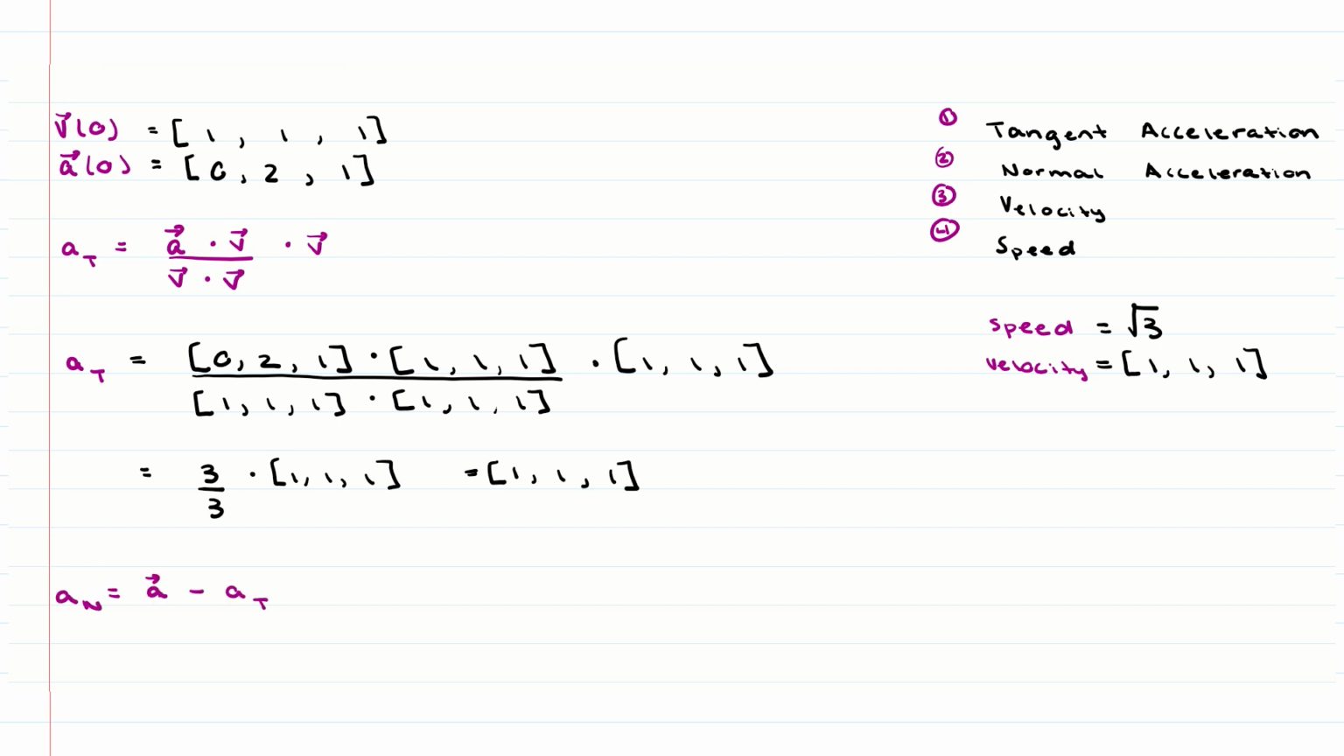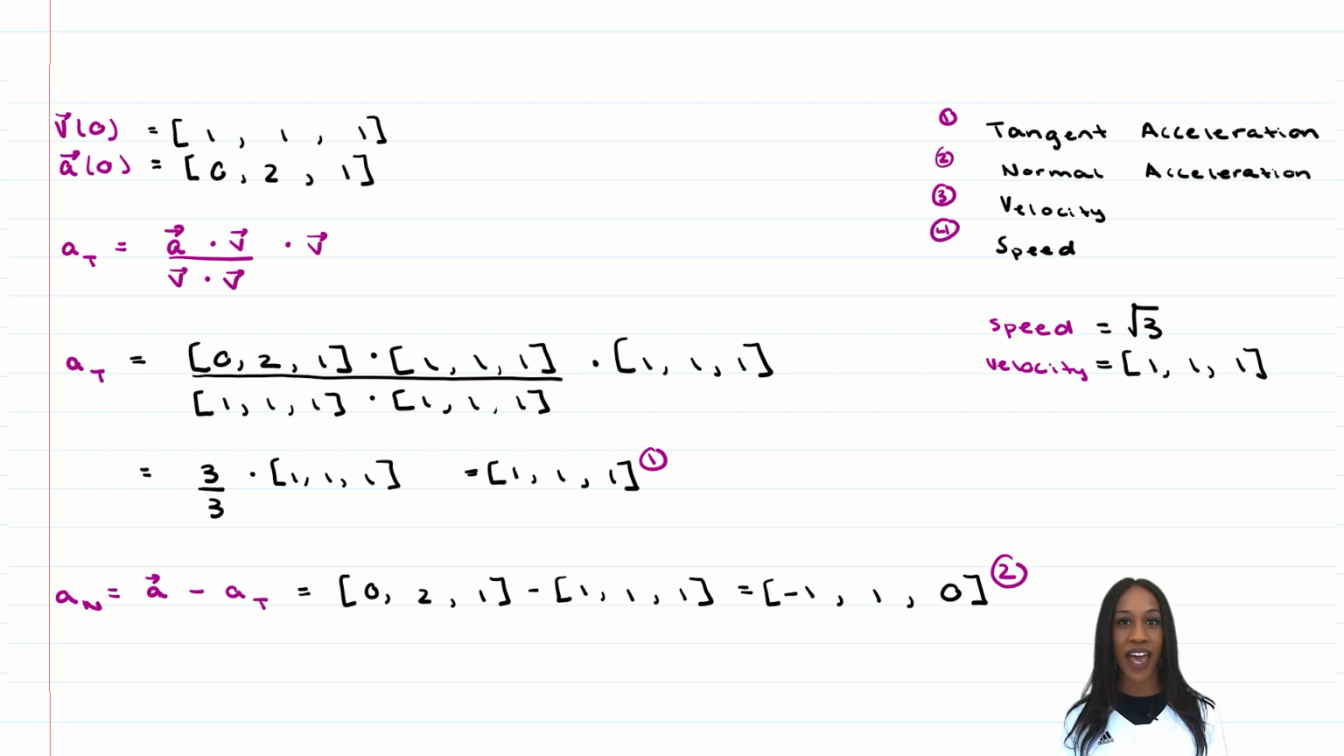And now for normal acceleration, we have acceleration minus tangent acceleration, and this equals negative 1, 1, 0. So again, we've got our tangent acceleration and we've got our normal acceleration. And there you have it. We found the tangent and normal accelerations, we found the velocity, and we found speed.